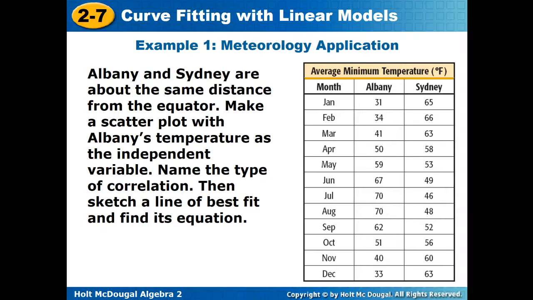It says Albany and Sydney are about the same distance from the equator. Make a scatter plot with Albany's temperature as the independent variable. So that means Albany is going to be our x and Sydney will be our y. And here are the points that we'll plot: 31, 65, 34, 66. Those are the points that we'll plot. After we plot them, we're going to look at if there's any kind of correlation and name the type of correlation. Then we're going to sketch a line of best fit and find its equation.